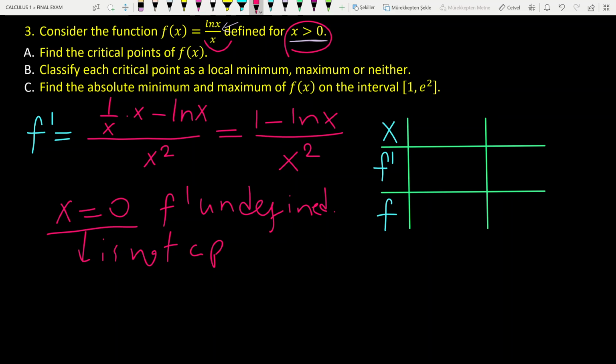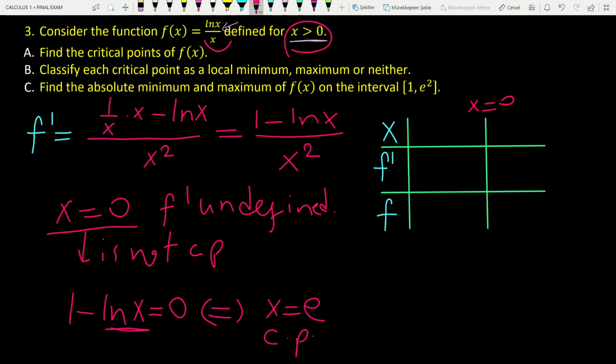What else? Do we have any point that makes f prime 0? If 1 minus ln x is equal to 0, in this case f prime becomes 0. So we have this situation. If x is equal to e, right? If x is equal to e, ln e becomes 1. 1 minus 1 is equal to 0. So this is the only critical point of the given rational function.